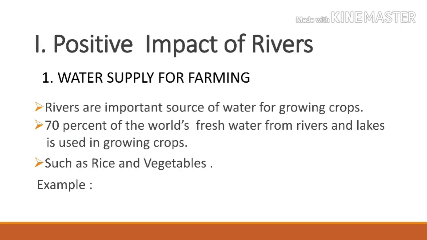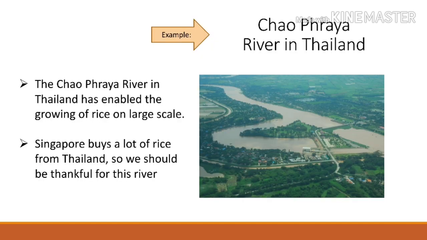And now let's talk about the first positive impact of rivers, and that is the water supply for farming. Rivers are a very important source of water to all people, animals, plants, and all living things in the world. And another thing about rivers is that 70% of the world's fresh water is in the rivers and lakes, which is used for growing crops such as rice and vegetables. For example, the Chao Phraya River here in Thailand has enabled the growing of rice on a large scale. Because of this, Singapore buys a lot of rice from this country.